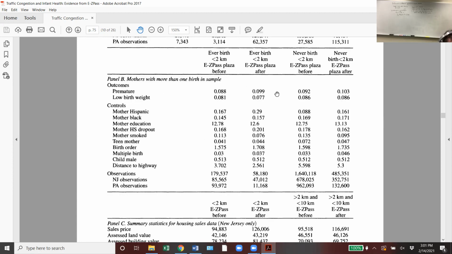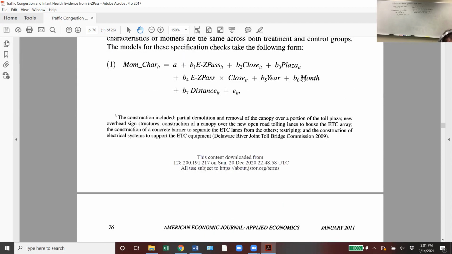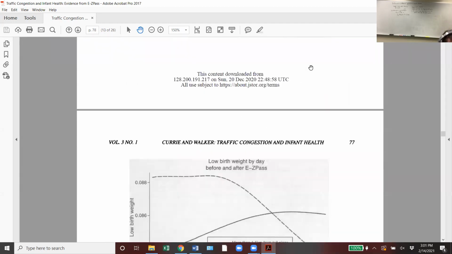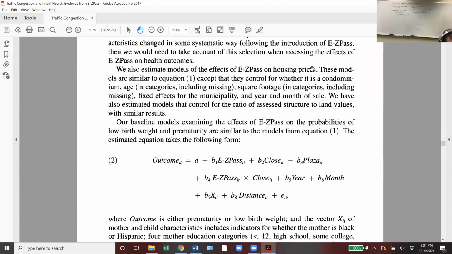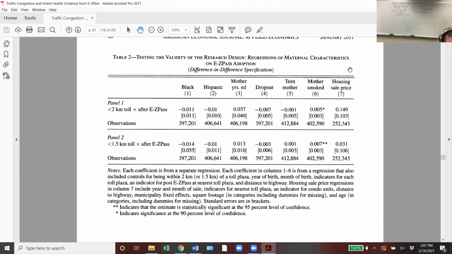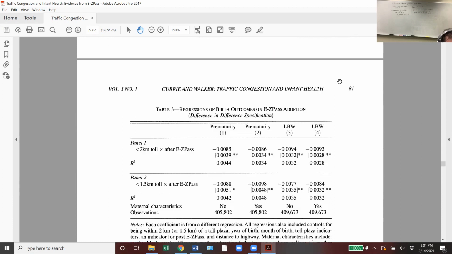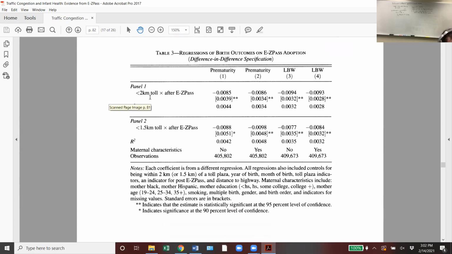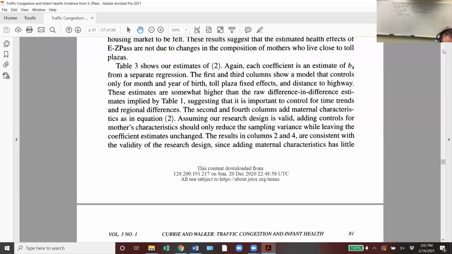So if we go down to our table 3, our key outcome table, you see it's the combination of being within 2 kilometers and after E-ZPass is reducing low birth weight by almost 1 percentage point out of a base of about 9%. So that's about a 10% reduction, and that's what the abstract highlights.